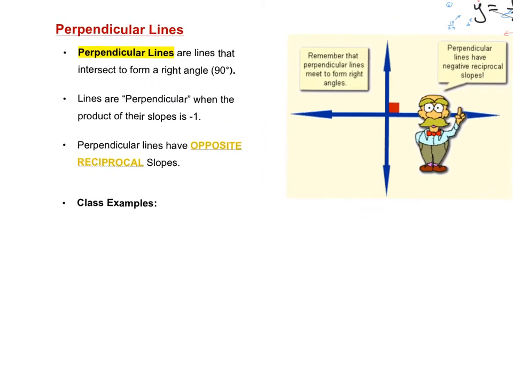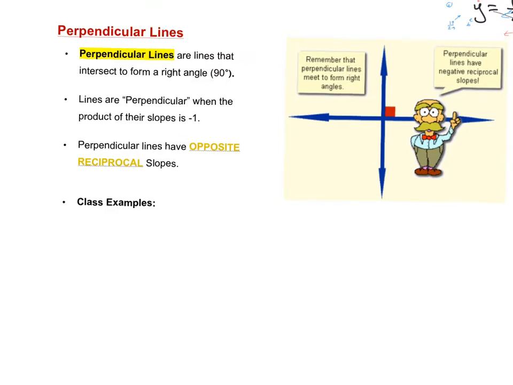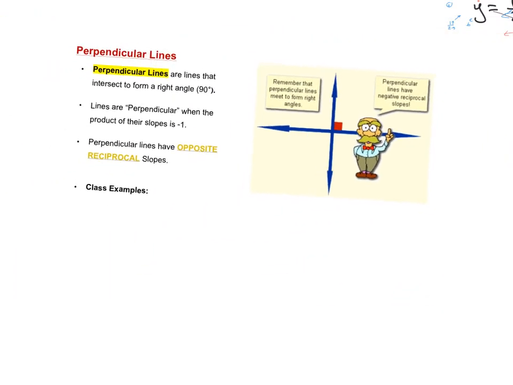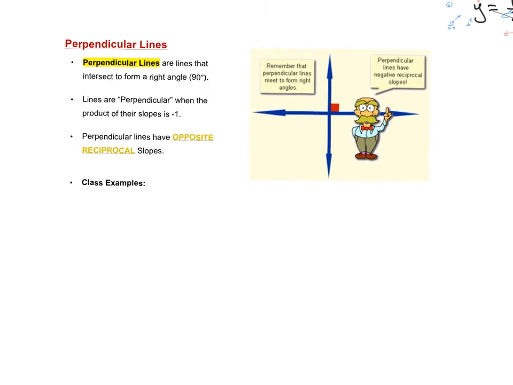On the other hand, perpendicular lines are lines that intersect, they cross at exactly one point, and they create 90-degree angles. And in order for two lines to be perpendicular, their slopes are not only opposite, but also reciprocal. So, opposite reciprocal slopes are perpendicular lines.